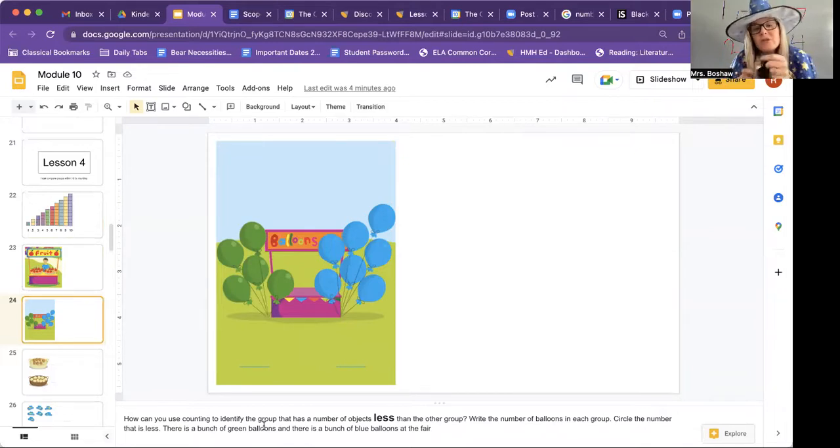Write the number of balloons in each group. Circle the number that is less. There is a bunch of green balloons and a bunch of blue balloons at the fair. Well, let's count how many. 1, 2, 3, 4, 5. So that's 5. And the other one is 1, 2, 3, 4, 5, 6, 7. 5 and 7. So how do I know which is less?